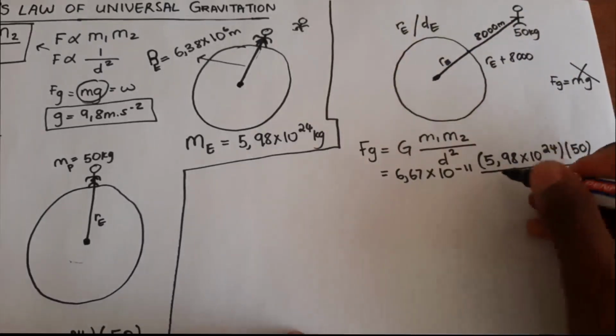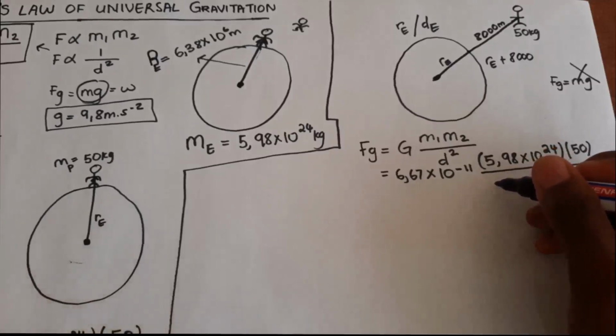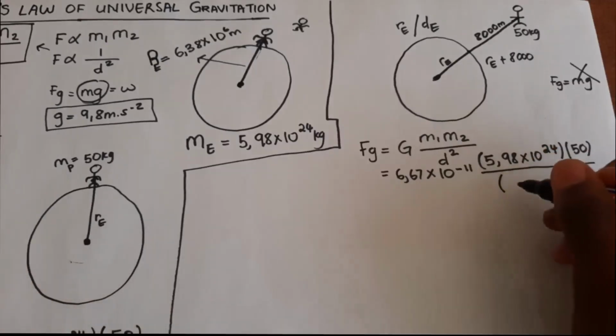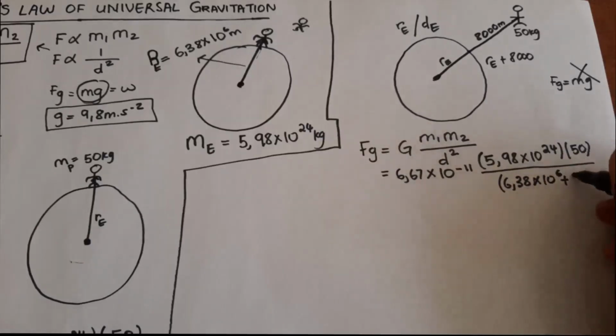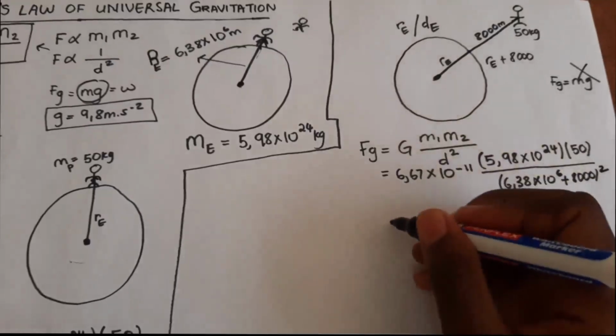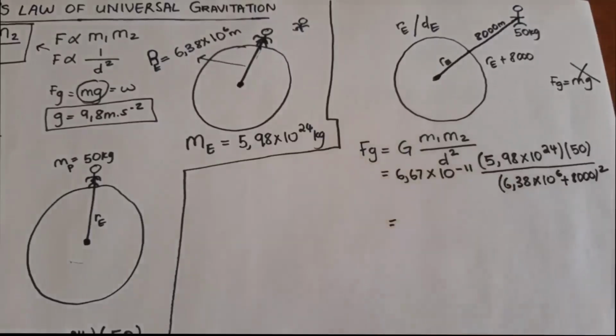So what's the radius? The radius of the earth is, as I told you guys, 6.38 multiplied by 10 to the power of 6, plus 8,000, all squared. Let's punch this in our calculators and get the answer.